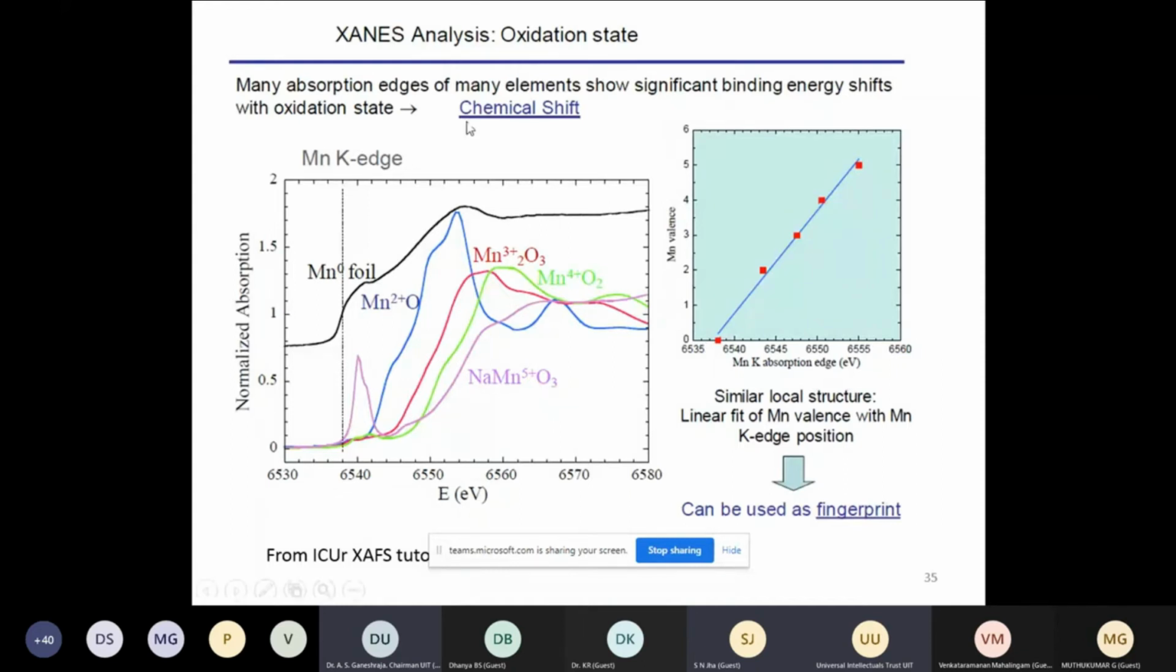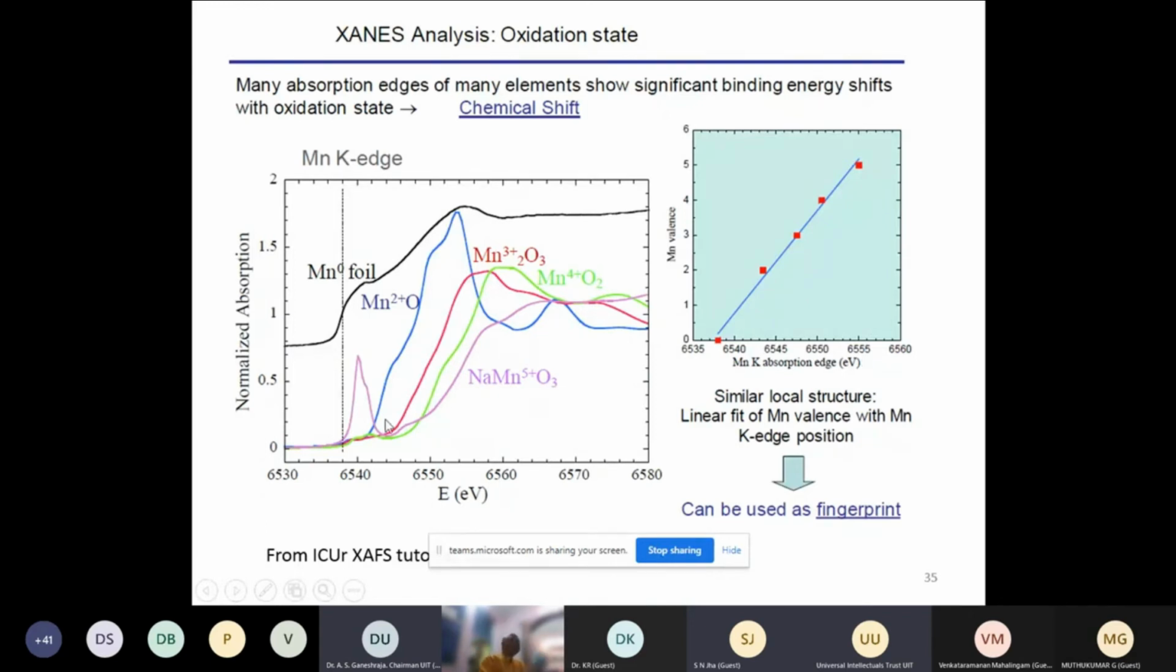So the main absorption edges of many elements show a significant binding energy shift with the oxidation state, which is also known as chemical shift. You can see this is a plot of manganese K absorption edge versus the manganese valency. As the edge energy position shifts to higher energy, the valency shifts to a higher valence state. For example, this 5 valence state is the highest, 6555, which is again shown here in the graph.